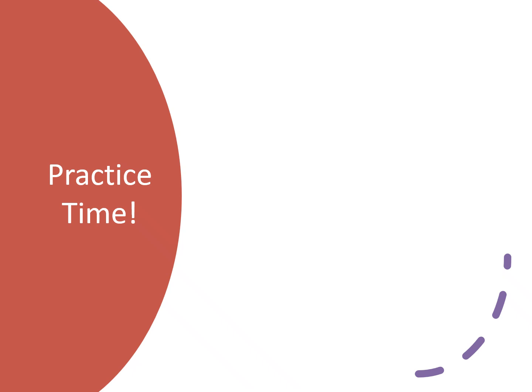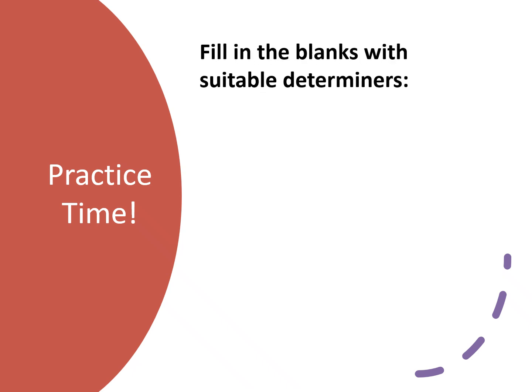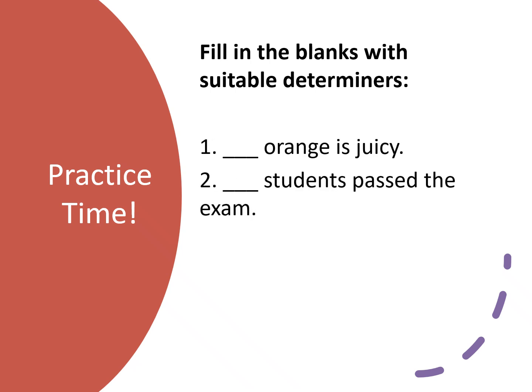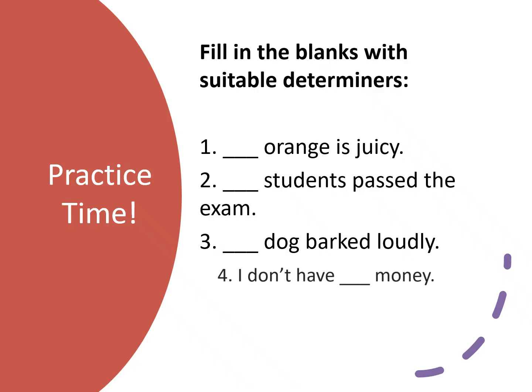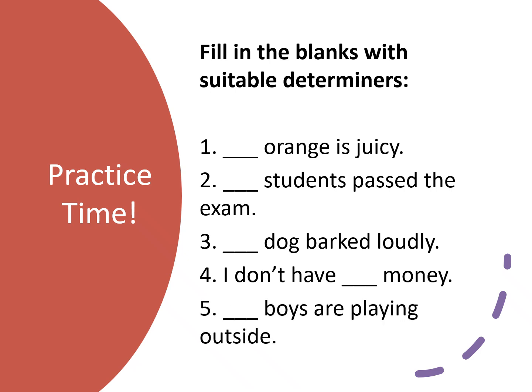Now let's test your understanding. Fill in the blanks with suitable determiners. Dash orange is juicy. Dash students passed the exam. Dash dog barked loudly. I don't have dash money. Dash boys are playing outside. You can pause the video and try answering.